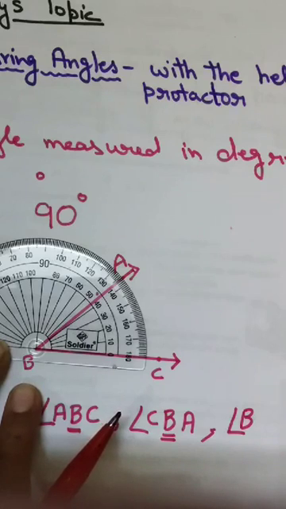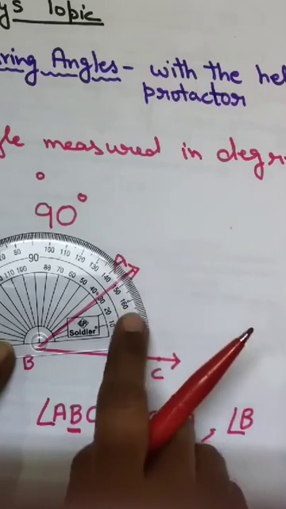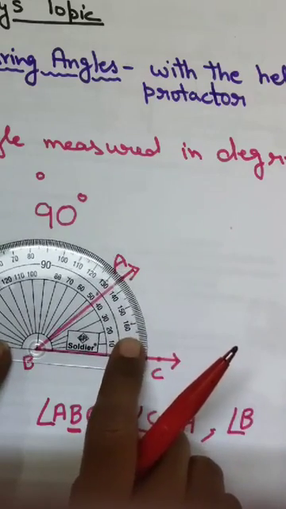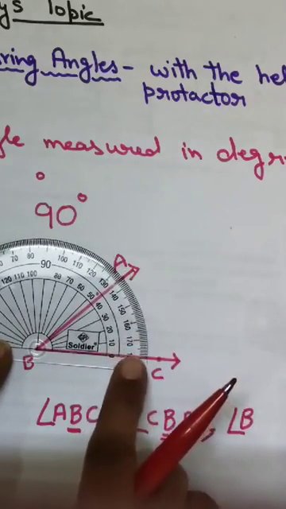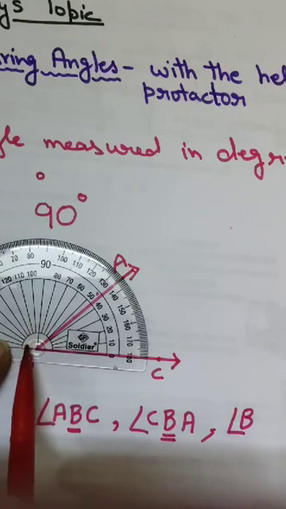Now adjust the protractor so that BC is along the straight edge of the protractor. Don't be like this. Don't tilt the protractor. It will be like this only. Okay, so that BC line is along the straight edge of the protractor.